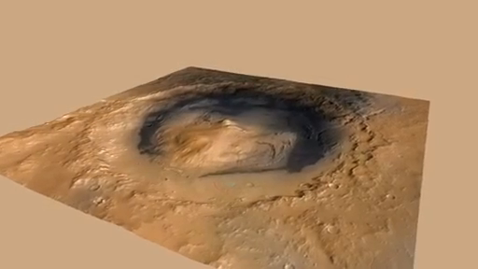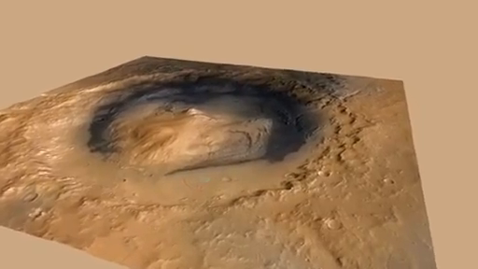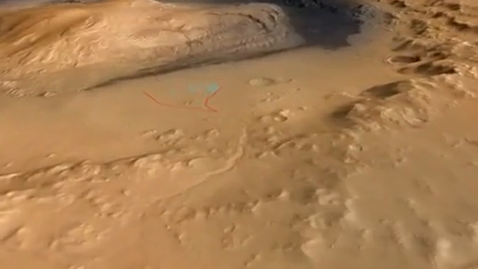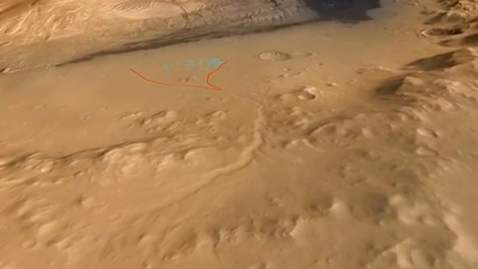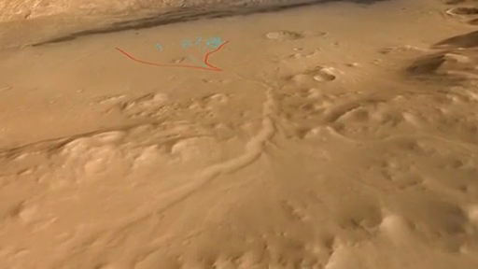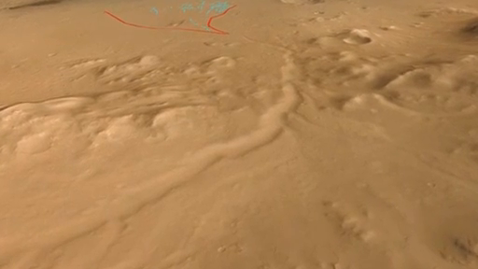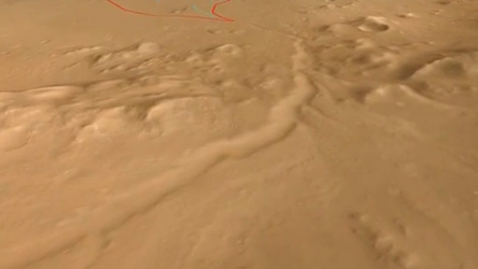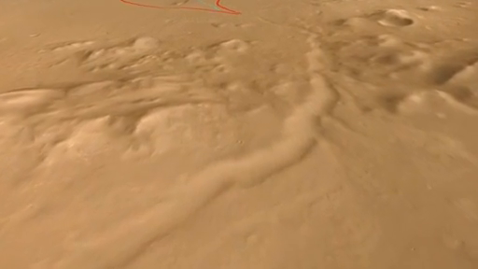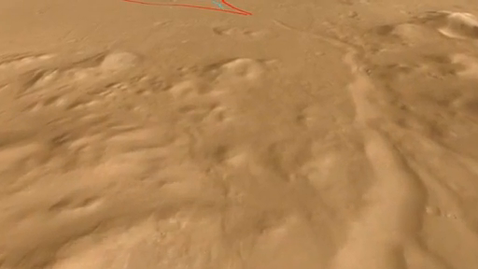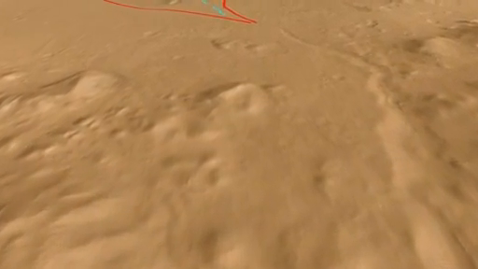This is Gale Crater, and we're flying in toward the Curiosity landing site. On the image, you'll see red lines delineating the boundary of an alluvial fan, and the blue delineates fossil channels. In the foreground now, you see a canyon that's some 18 kilometers long, 30 meters deep, 600 meters wide. That sediment was eroded and deposited into a fan-shaped deposit by a series of channels.